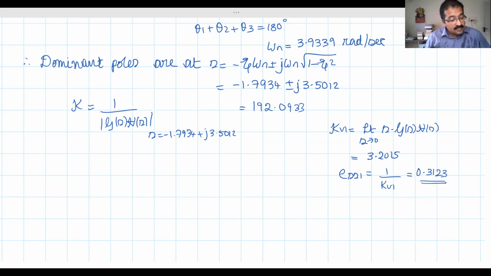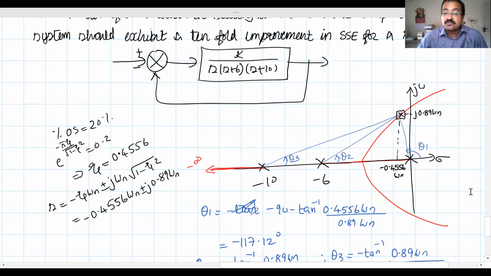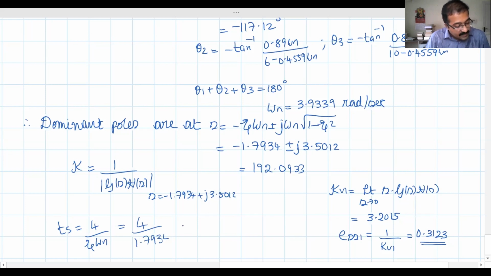Now what next? We are asked to improve the transient specification. Which is the transient specification? A two-fold reduction in settling time. Right now, what is the settling time? Ts will be 4 divided by zeta omega n, or 4 divided by 1.7934. That is 2.2304 seconds. Now that must be improved with a two-fold reduction in settling time.